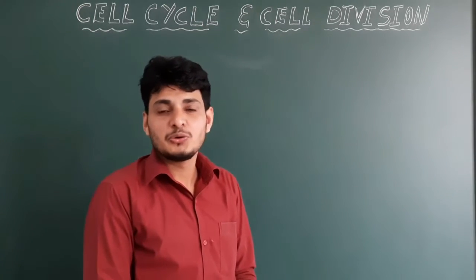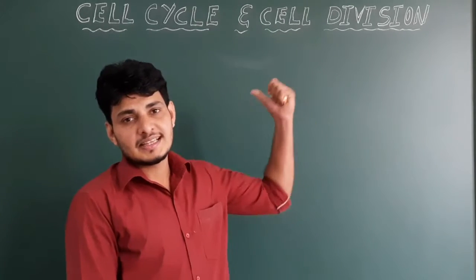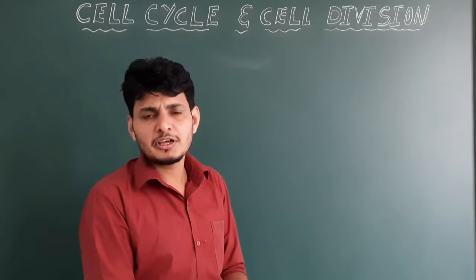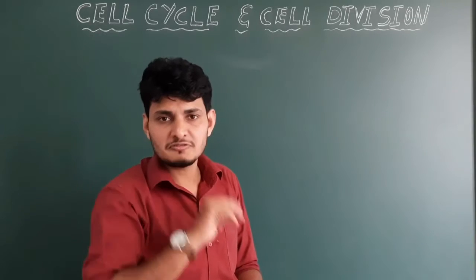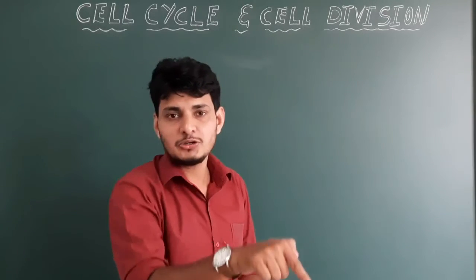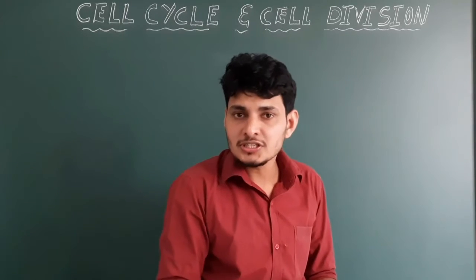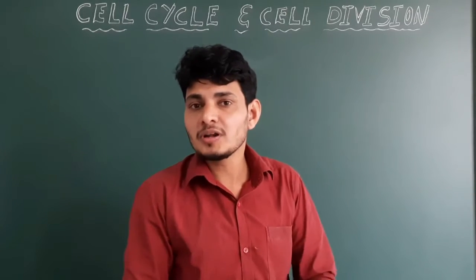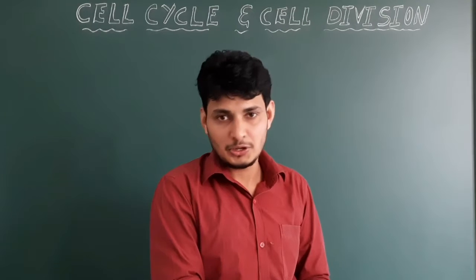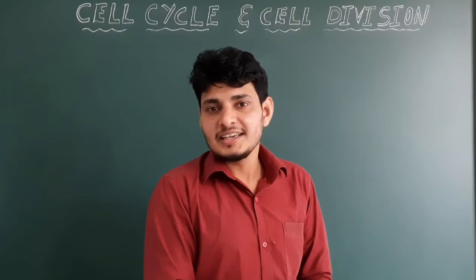I'll be dealing with the NEET coaching session of the chapter Cell Cycle and Cell Division. In this chapter we are going to concentrate mainly on two types of cell divisions, that is mitosis, which occurs inside our somatic cells, and meiosis, which occurs inside our reproductive organs. Got it? Mitosis occurs in somatic cells.